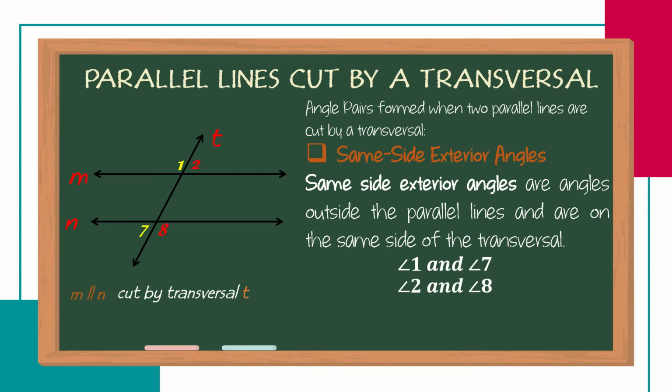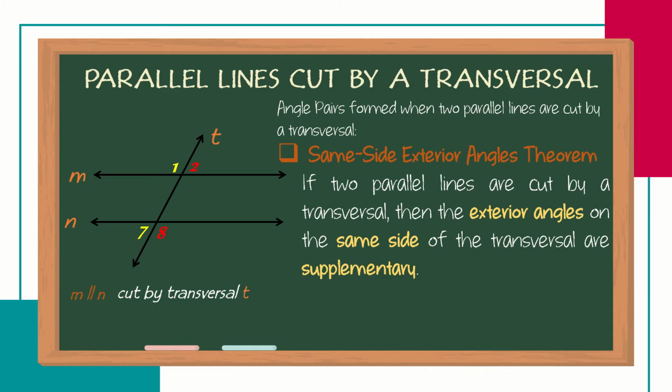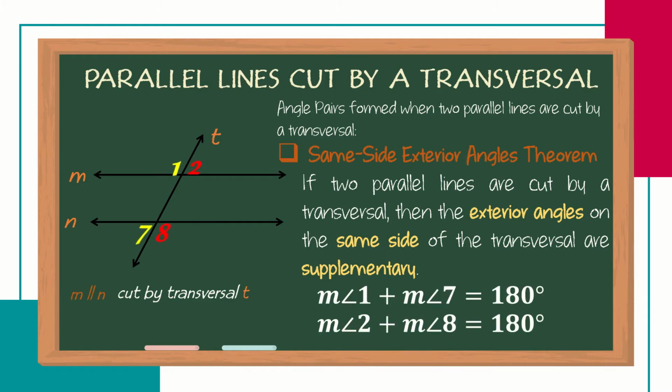The same side exterior angles theorem states that if two parallel lines are cut by a transversal, then the exterior angles on the same side of the transversal are supplementary. Same with the same side interior angles, the same side exterior angles are also supplementary. So when we add the measure of angle 1 plus the measure of angle 7, the result will be 180 degrees. The same is true with angle 2 and angle 8. The measure of angle 2 plus the measure of angle 8 is equal to 180 degrees.